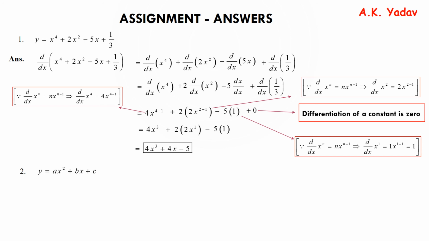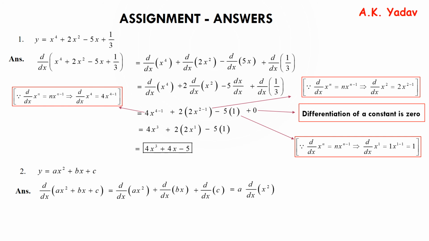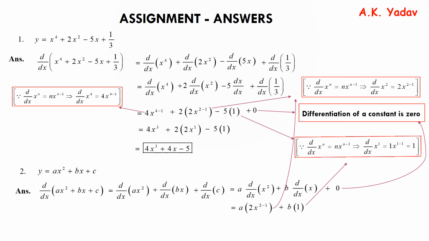Let's move to the second one. Okay, we need to differentiate this term with respect to x. Okay, we separate the terms. Now a comes out, we will differentiate x square. B comes out, we will differentiate x, and the third one is a constant, so differentiation is 0. Now the differentiation of x square is 2x to the power of 2 minus 1. The differentiation of dx by dx is 1. So the answer is 2ax.